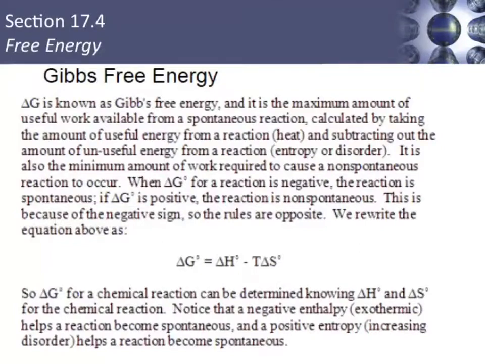All right, Gibbs free energy. So delta G, you'll see it written as delta G. This is the amount of energy, or useful work, available from the spontaneous reaction. What we use is the heat of the reaction, and subtract the temperature times the entropy from that. It's also how we calculate the minimum amount of work needed to cause a non-spontaneous reaction to become spontaneous. So if your delta G is negative, then we call that spontaneous.